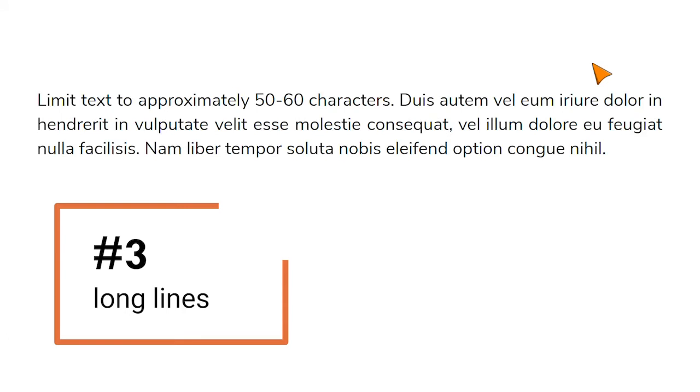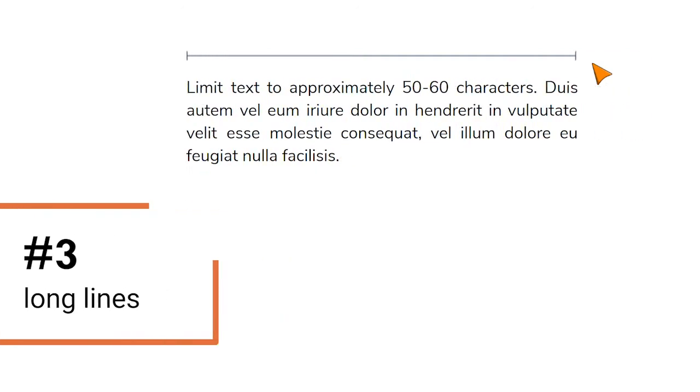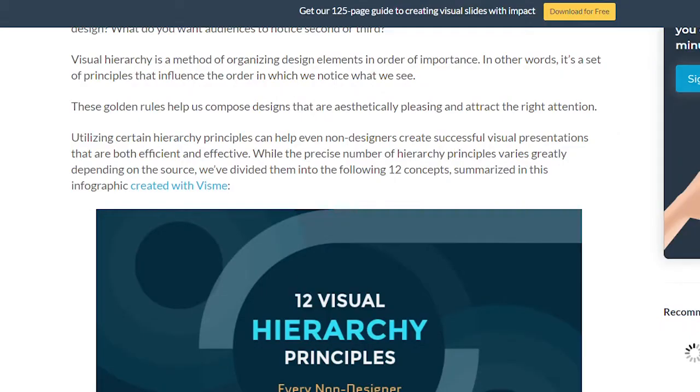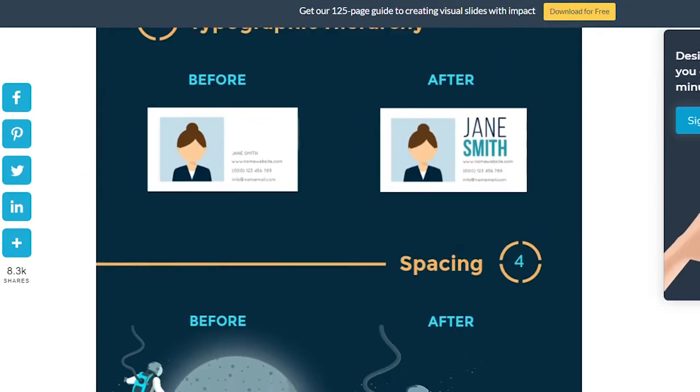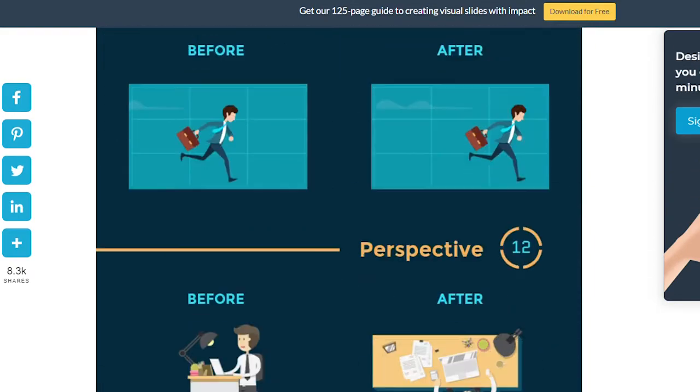To increase readability, it is preferable to keep the lines a bit shorter, at around 50 to 60 characters. Next up is visual hierarchy, which refers to the organization of a piece so the audience's eyes can easily follow the elements in order of importance. It's a more complex topic, and I've linked an infographic in the description below, titled 12 Visual Hierarchy Principles Every Non-Designer Needs to Know, if you're interested.